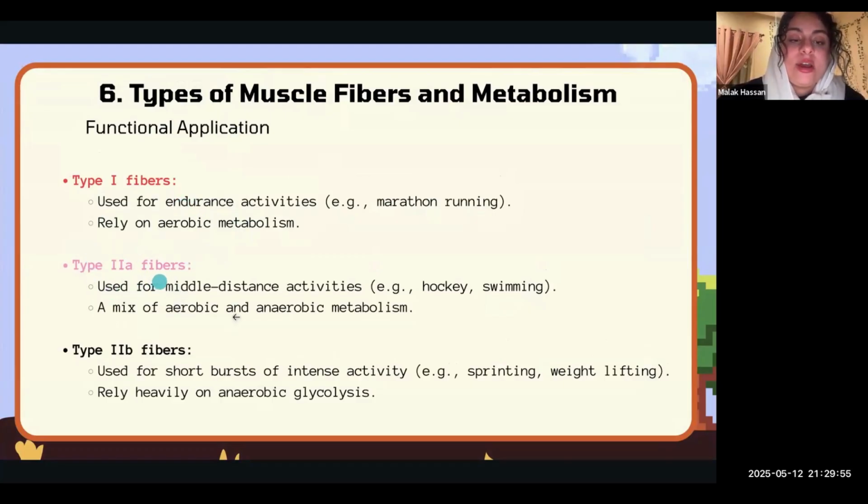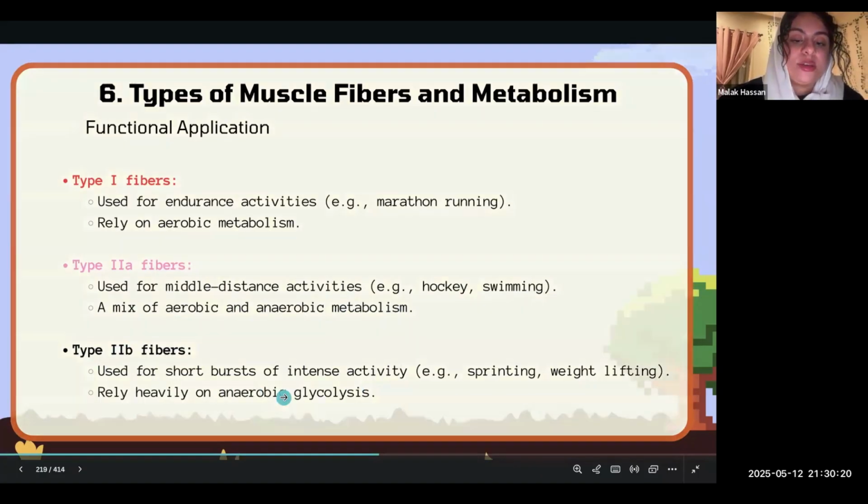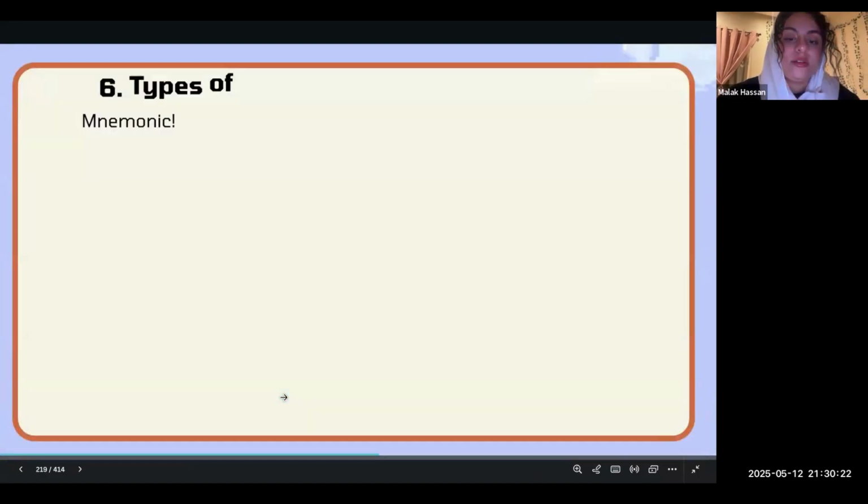As for type 2A, we have the fast oxidative glycolytic. It's used for middle distance activities, which is like hockey, swimming, etc. And it uses a mix of aerobic and anaerobic metabolism. And type 2B is used for short bursts of intense activity like sprinting, weightlifting, and it relies on anaerobic glycolysis.